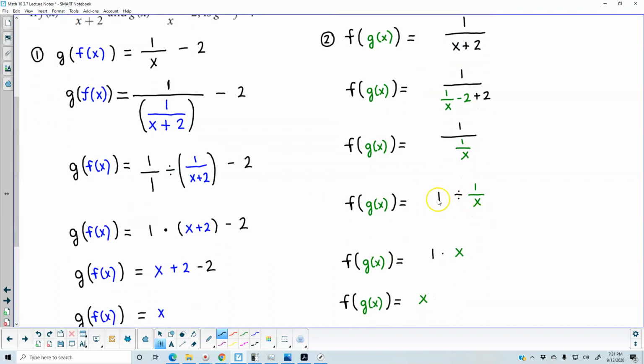which is the same thing as 1 divided by 1 over x. Well, if we want to multiply, we need to take the reciprocal of 1 over x to be x, and 1 times x is x.